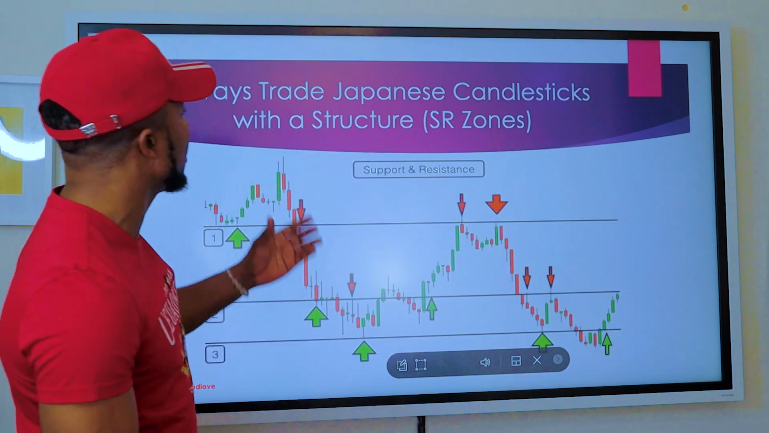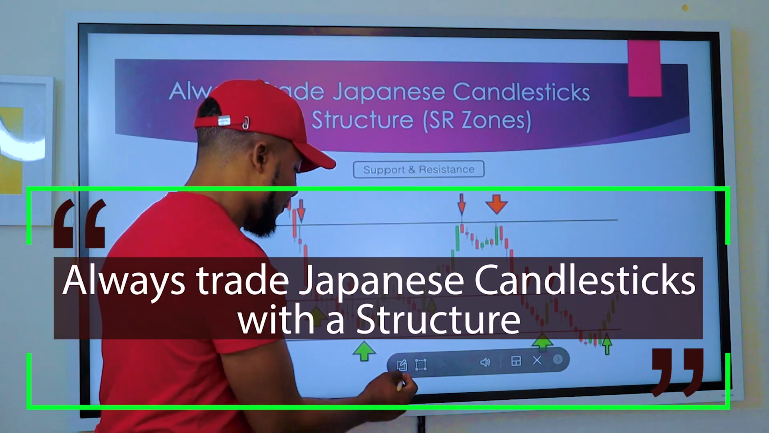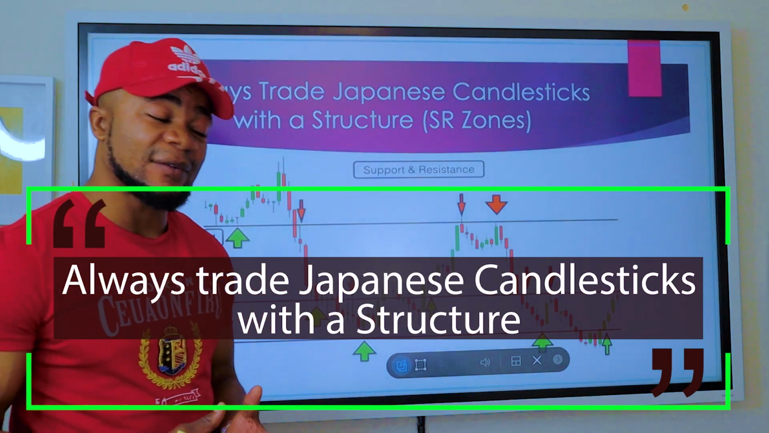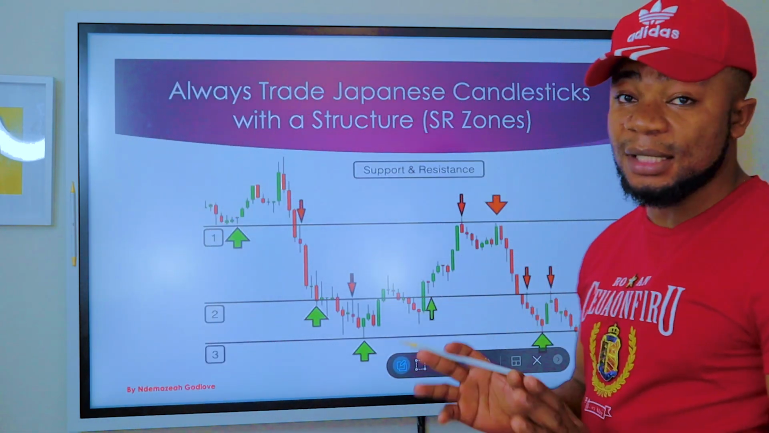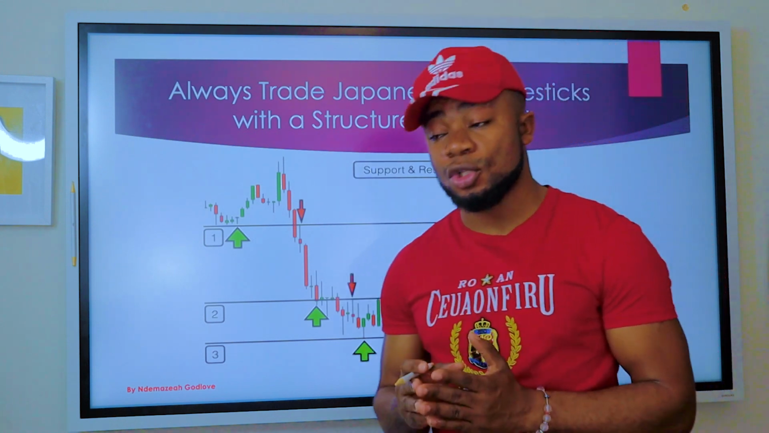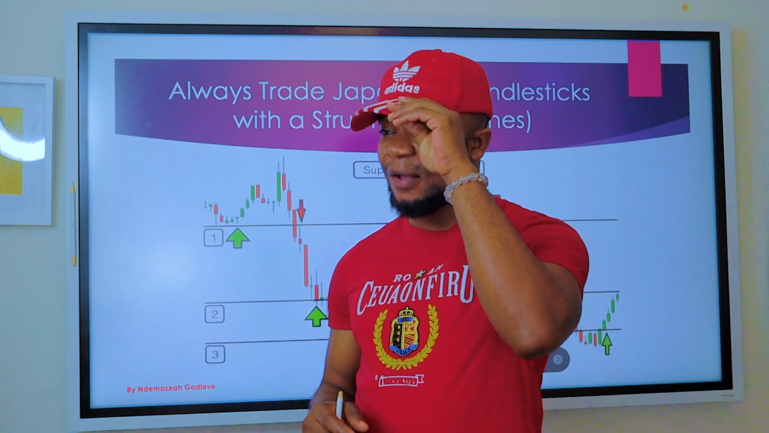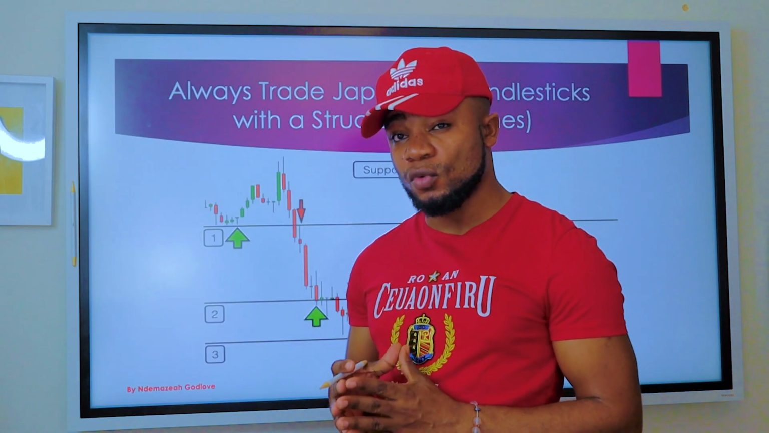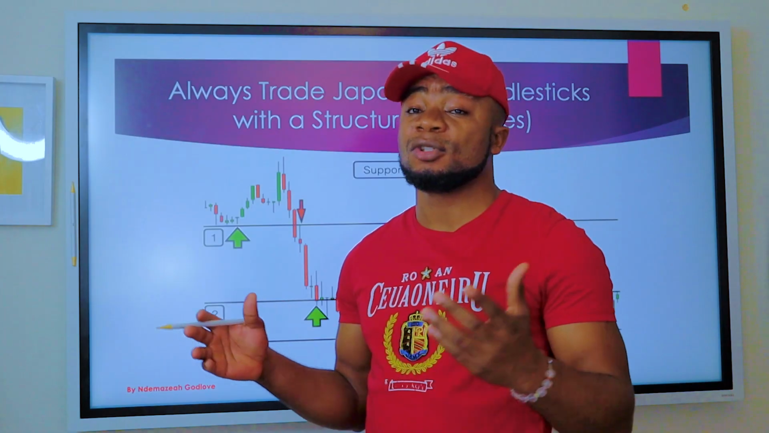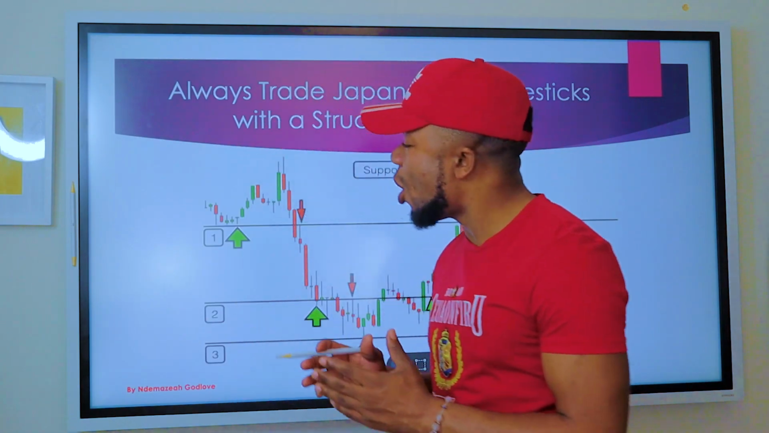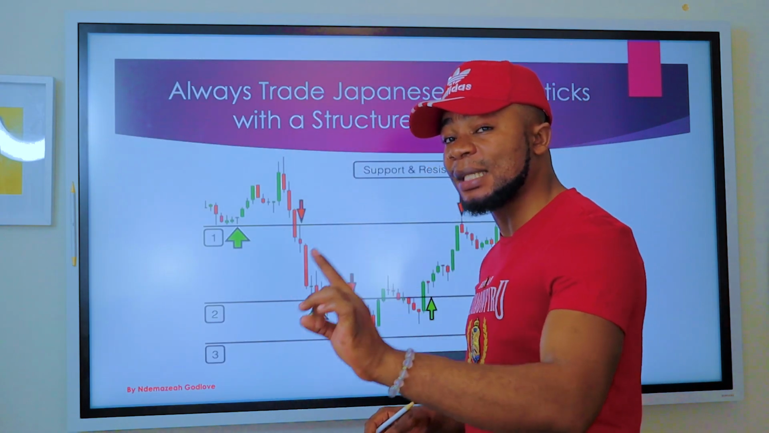Another one we have here, they say always trade Japanese candlesticks with a structure. I already explained this, and I can't emphasize it enough. In Forex, when you open your chart, within a minute or within a day, depending on the time frame you are using, the candlesticks are too many. If you are not careful, you will suffer from too much information paralysis. You won't know what to do. So always try to combine candlestick patterns with a structure.